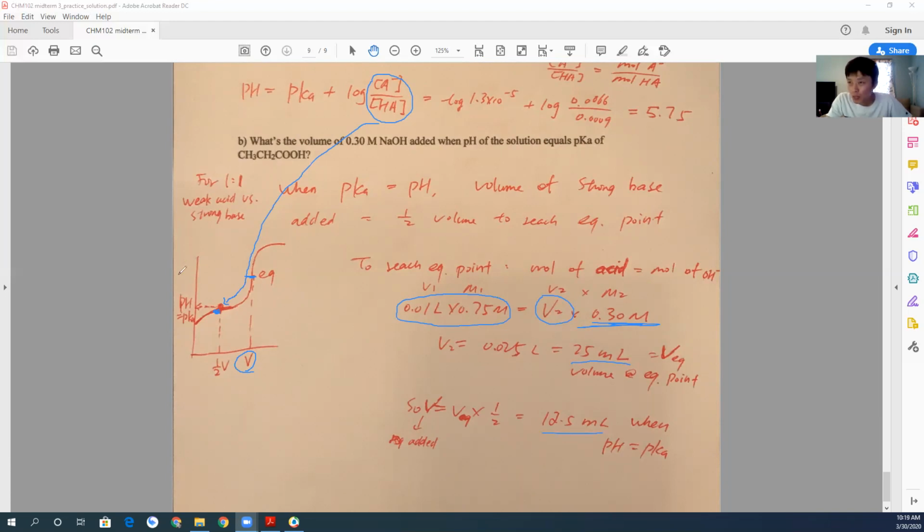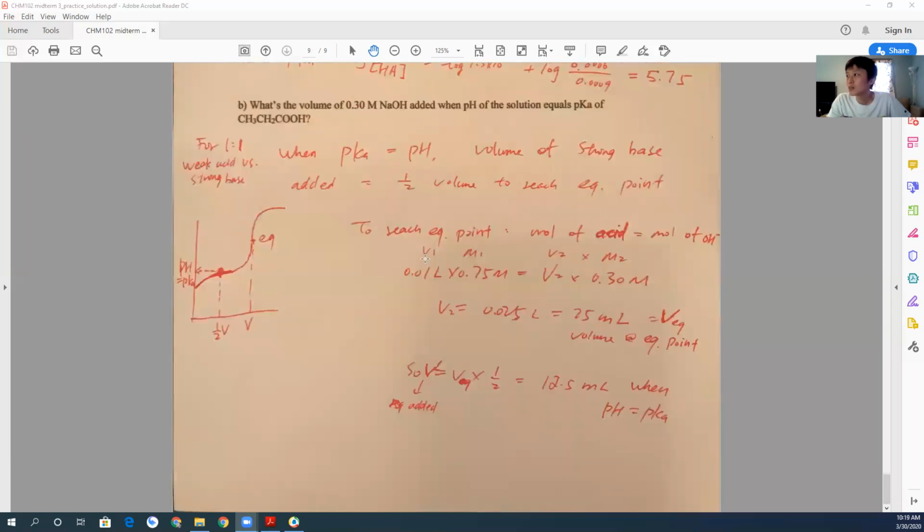So remember this point, halfway to the equivalence point. You're going to see a similar problem in the actual exam on this. So the last problem is a solubility problem.